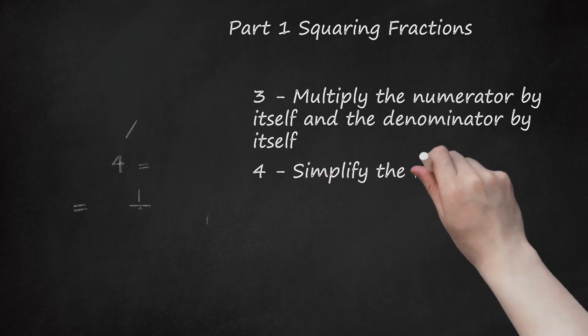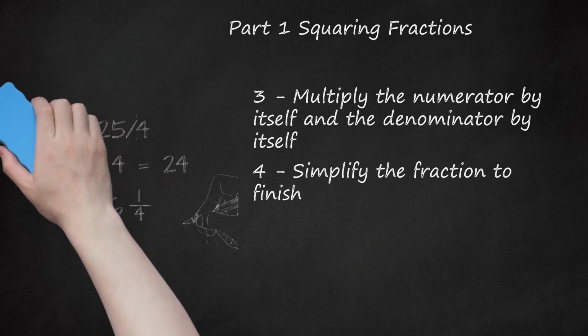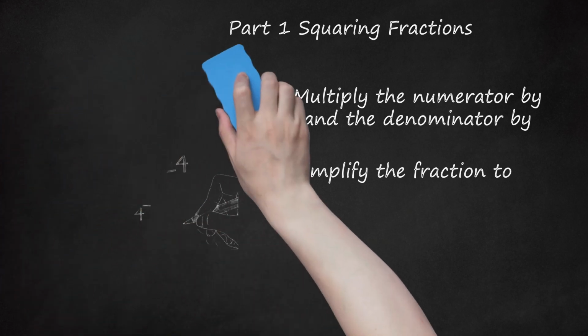4. Simplify the fraction to finish. When working with fractions, the last step is always to reduce the fraction to its most simple form or turn the improper fraction into a mixed number. For our example, 25/4 is an improper fraction because the numerator is larger than the denominator. To convert to a mixed number, divide 4 into 25. It goes in 6 times. 6 times 4 is equal to 24, with 1 left over. Therefore, the mixed number is 6 1/4.